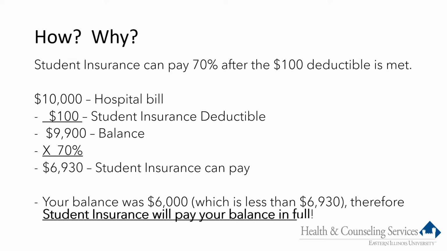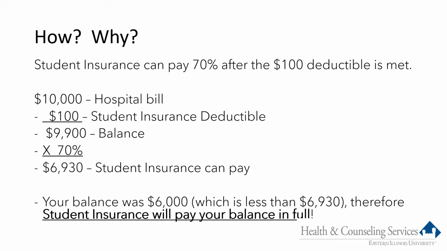Student insurance starts with the same first dollar as your primary insurance. So we see the $10,000 hospital bill. We subtract the $100 student insurance deductible if you have not met it yet. We have a balance of $9,900, of which we can pay 70%. This means we can pay $6,930. Your balance was $6,000, which is less than the amount that we can pay.